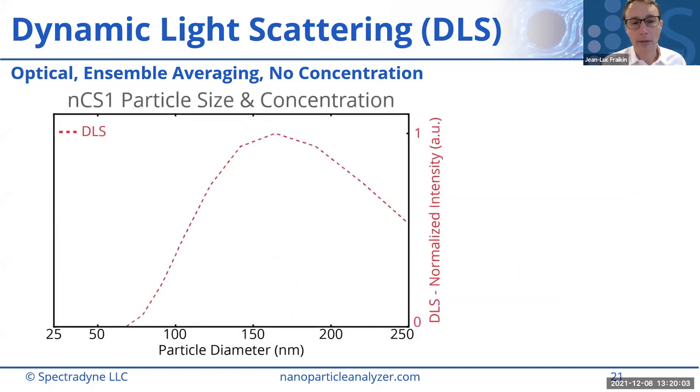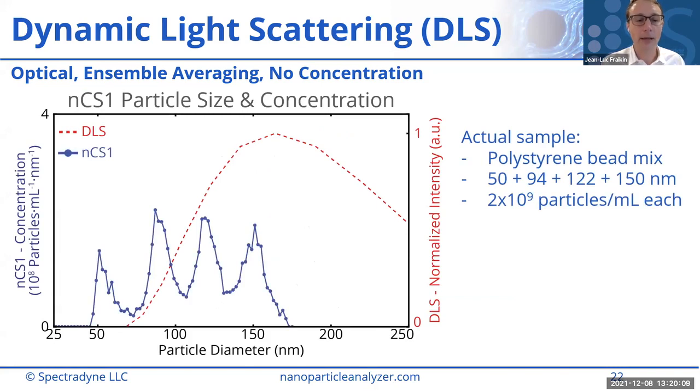So let's go back to this actual measured sample and run it on the NCS1 instead. When we do that, we see this, which is an actual particle size distribution. Remember, we're measuring the concentration as a function of size. These are both measurements of the exact same sample, which was a mix of polystyrene beads, same as what I showed you before, 50, 90, 120, and 150 nanometers in diameter. They were all mixed together at equal concentrations, roughly 2 × 10⁹ particles per mL.